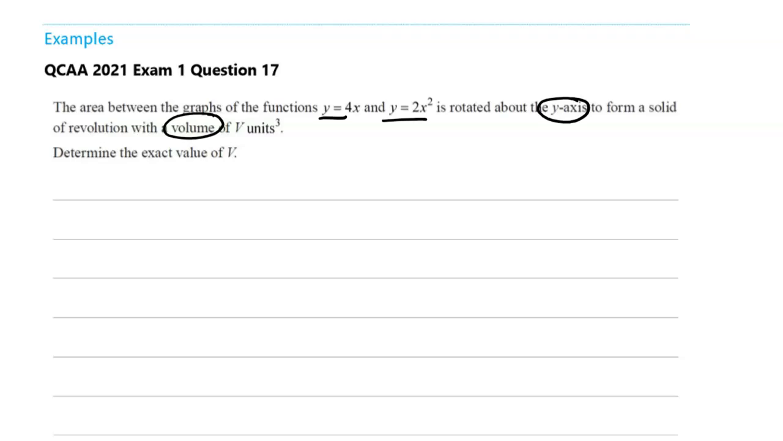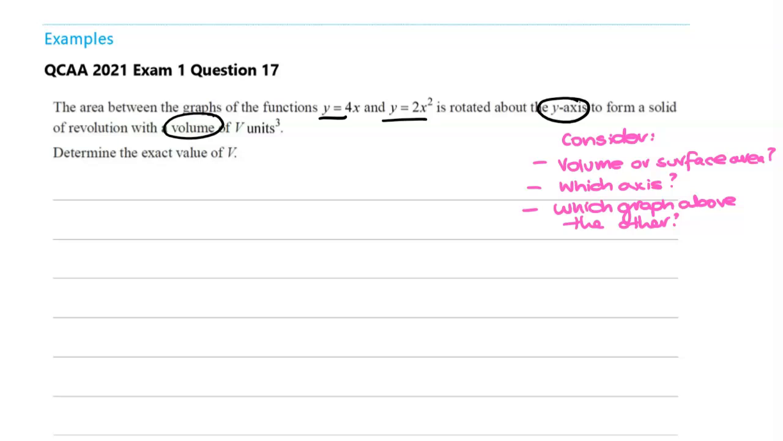So from our previous examples, remember we had to think about number one, was this a volume or a surface area? It's a volume. And number two, which axis are we rotating around? So there are two considerations. But now, because we're looking at the area between two graphs, we have a third consideration. We need to consider which graph is above the other.